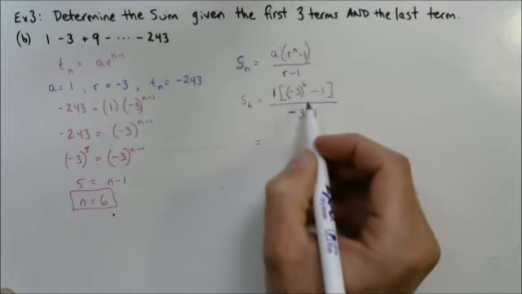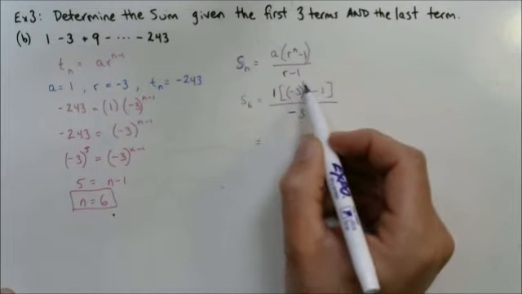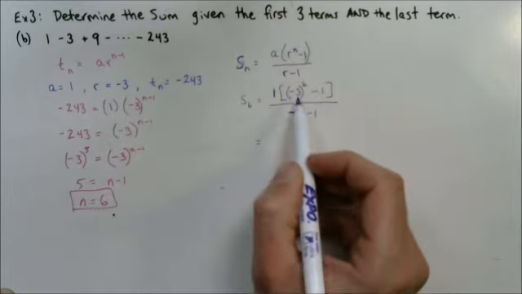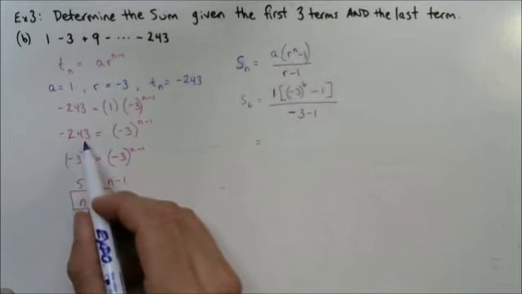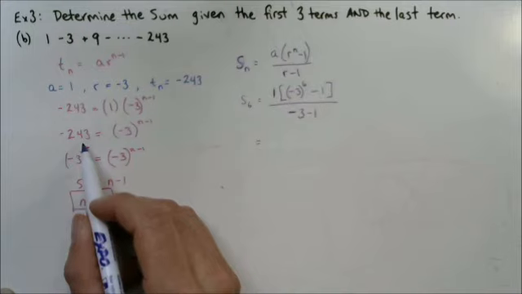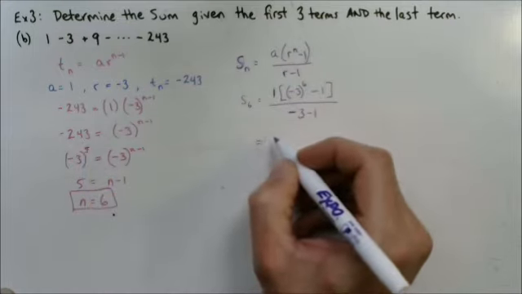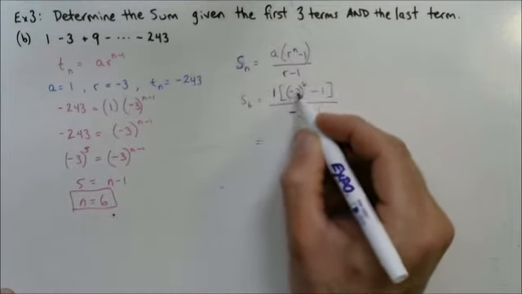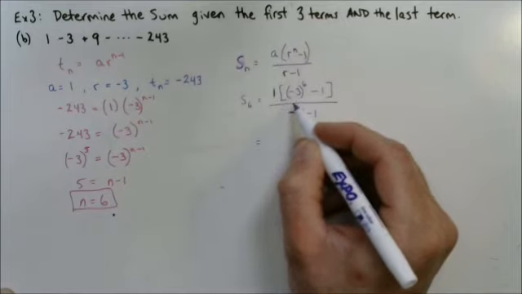All right, anything times 1 is itself. So in the numerator I just have negative 3 to the power of 6. You could get out your calculator for this, but I know that negative 3 to the power of 5 is negative 243. So I just need one more factor of 3, which brings us up to 729. And then I'm going to take away 1. And I know this is positive 729, because there's an even number of negative factors.